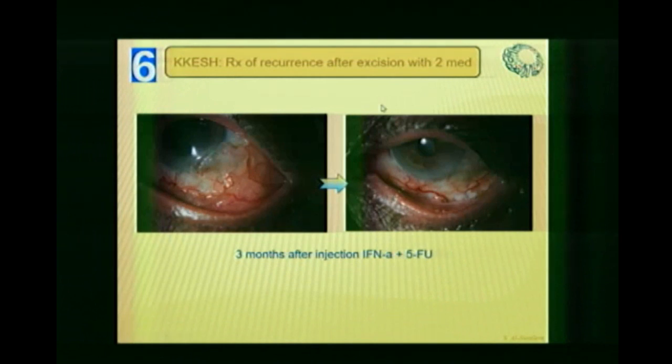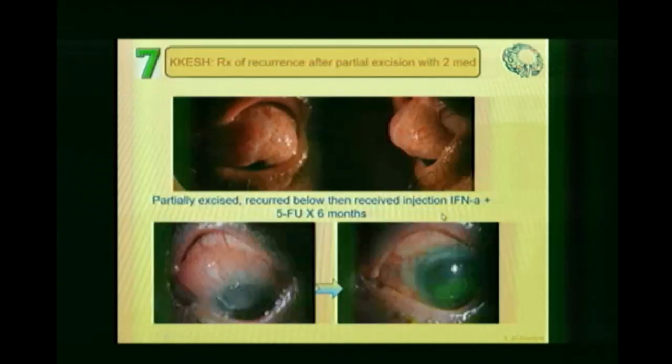Another patient who had an excision, and then the tumor recurred, and this is the appearance, and it was also partially involving the fornices. And after just 3 months of the injection, you can see the marked improvement in the lesion itself.